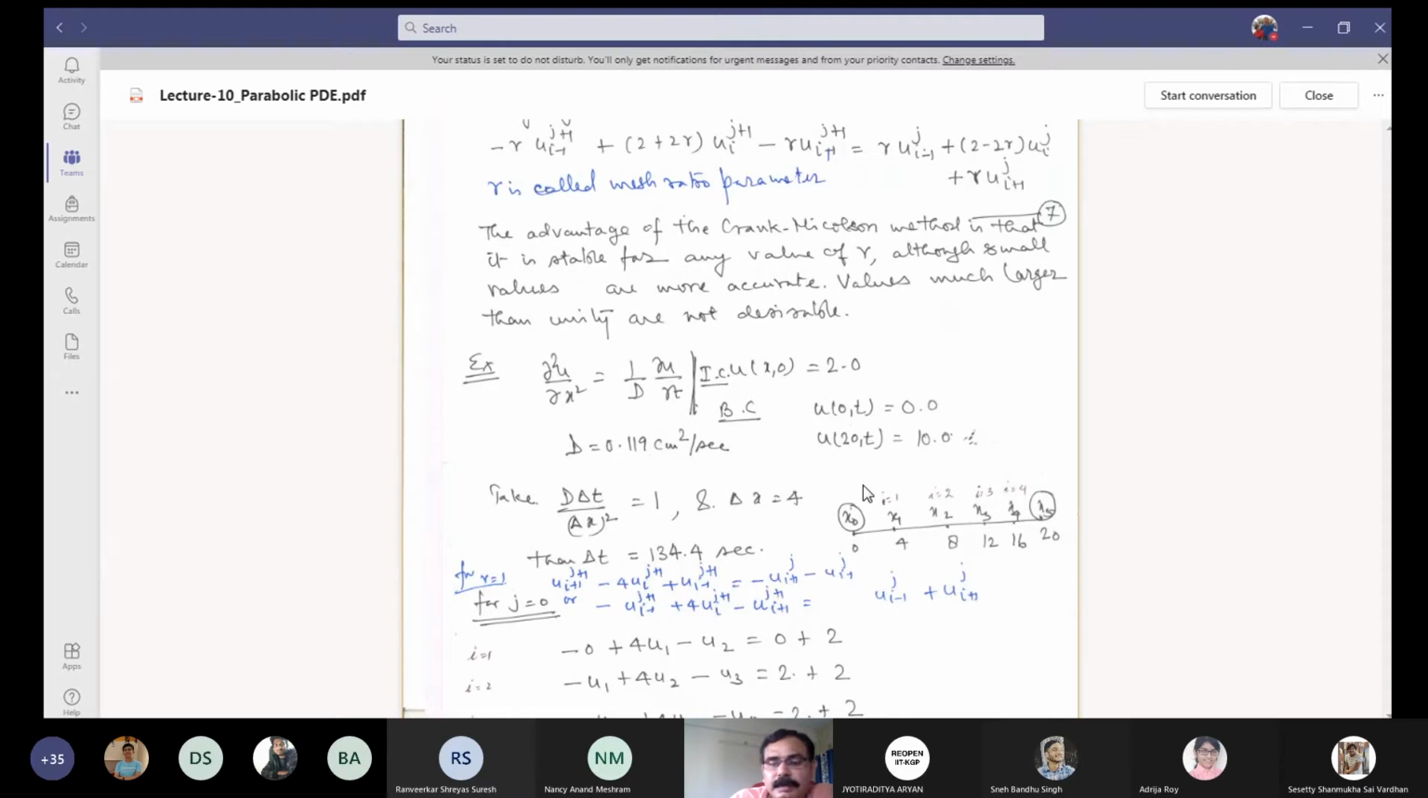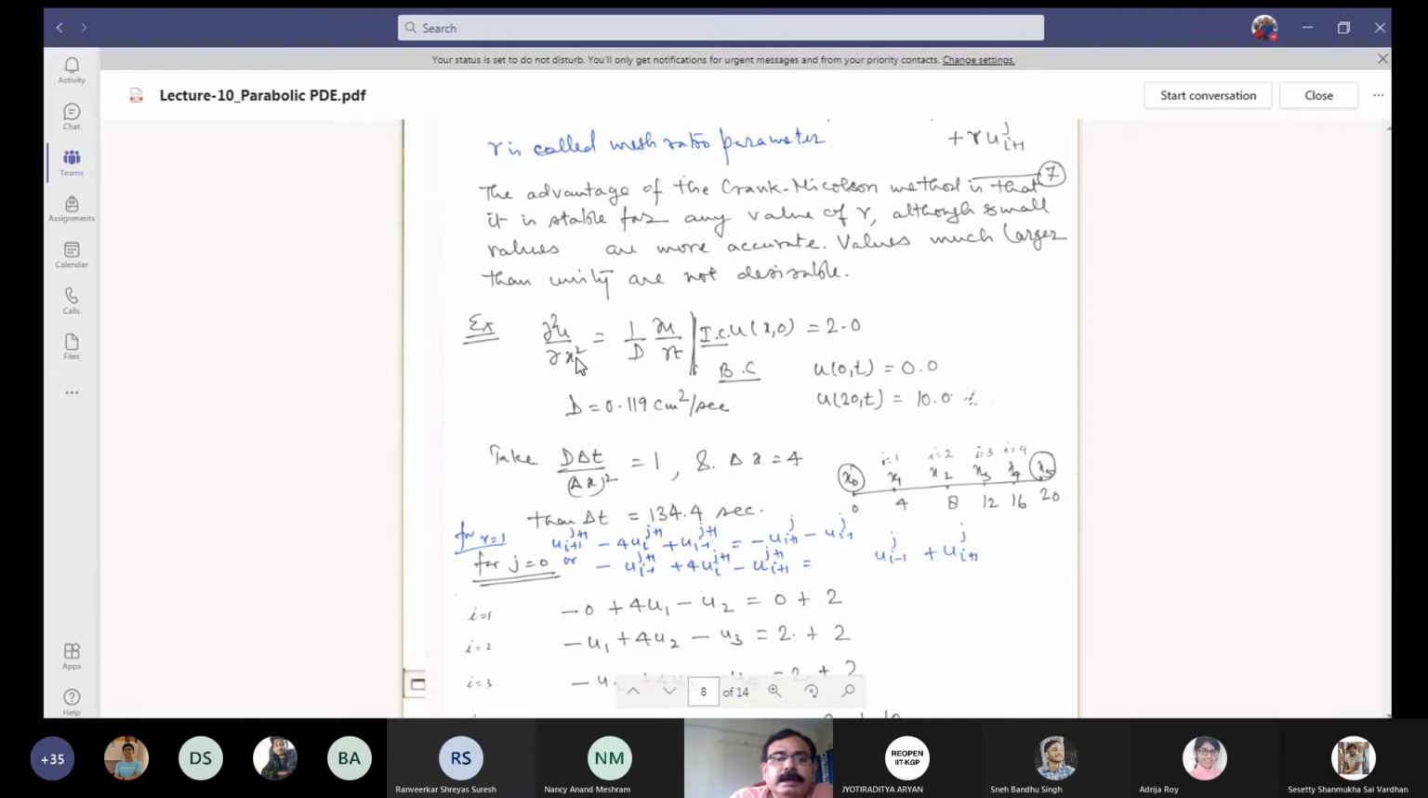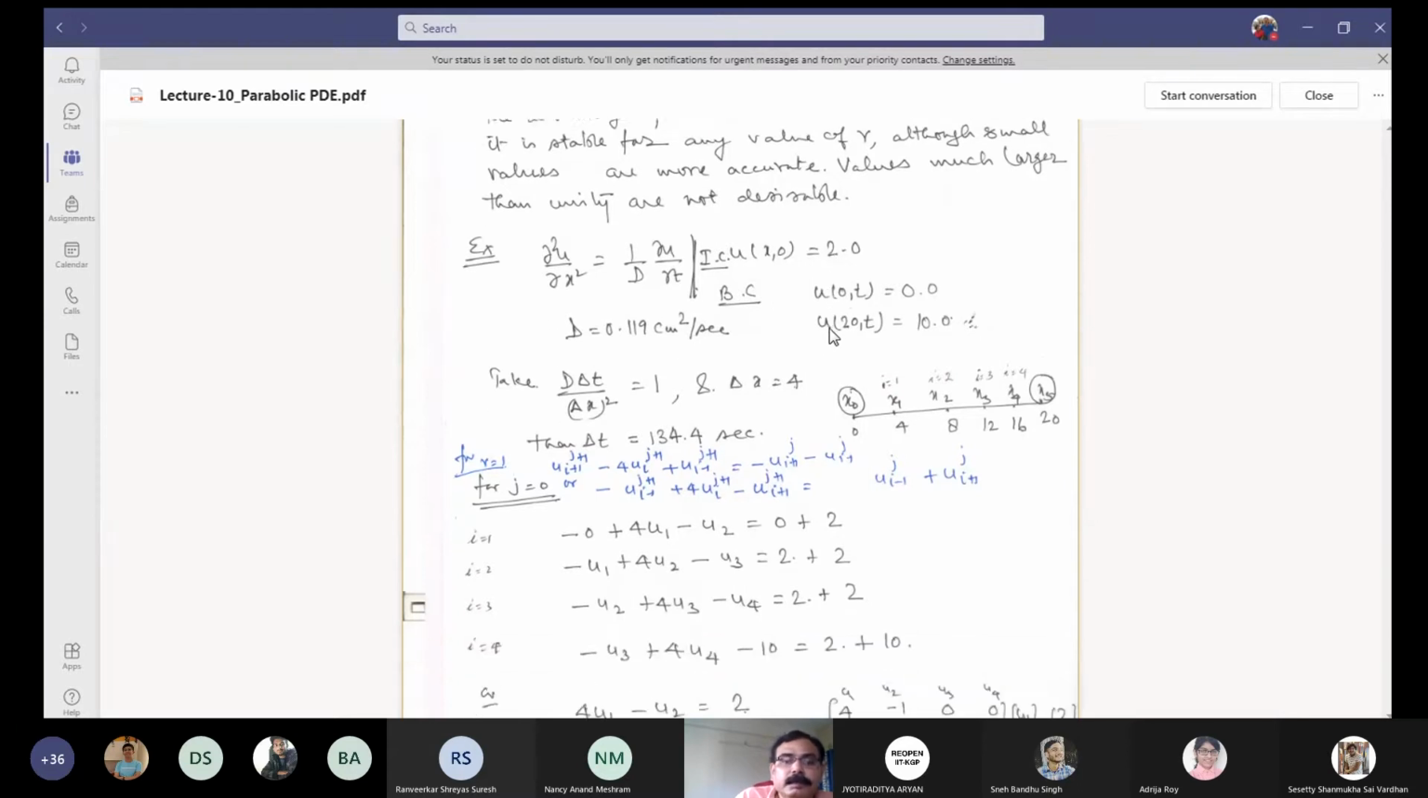So let us take one problem given here: del 2 u by del x square equals 1 by d, del u by del t. The initial condition is given as u(x,0) is 2, and the boundary conditions are given as u(0,t) equal to 0 and u(20,t) equal to 10. You see 20 is also one boundary and 0 is also one boundary. So both are boundary conditions. One value is 10, another value is 0, while the initial condition for all x is 2, whatever x may be. So let us see the problem, let us see the scheme.